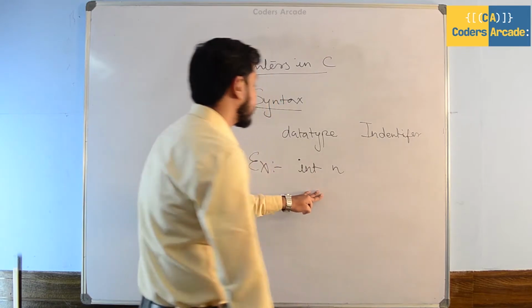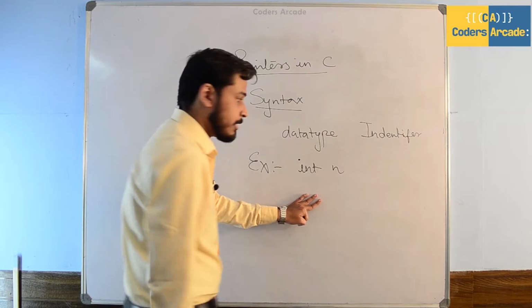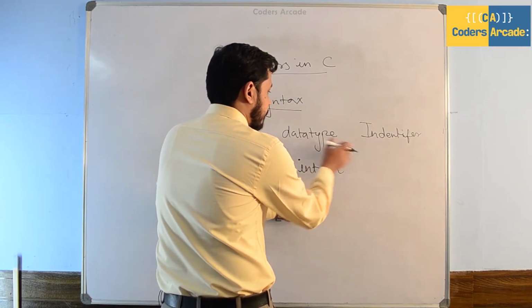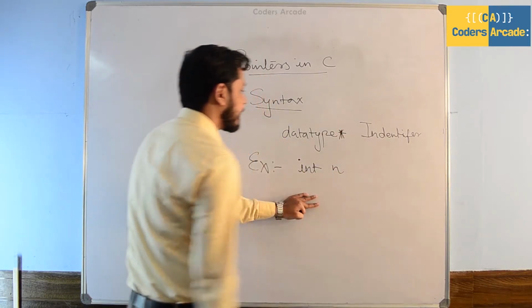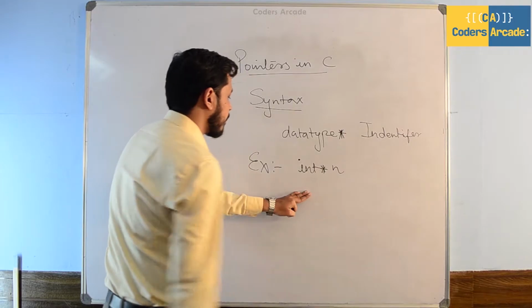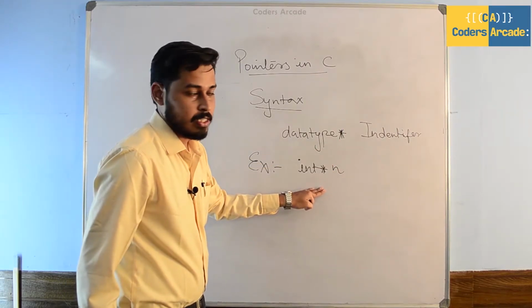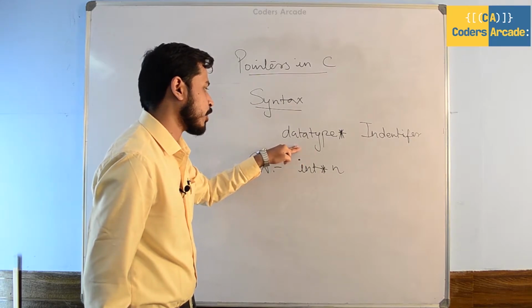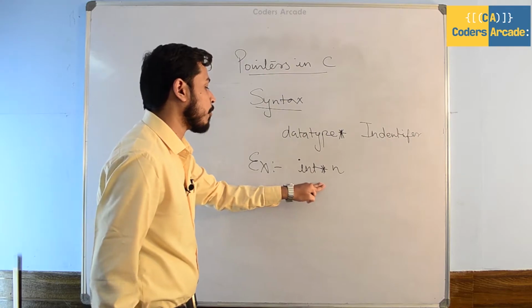Now to convert this normal variable into a pointer, how can we do that? Let us see. After the data type, if I add a star, this is how a pointer looks. Now this normal declaration of a variable is converted into the declaration of a pointer. So this is how a pointer is written.